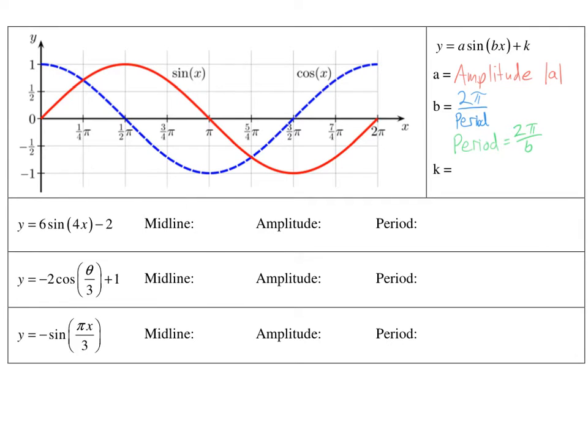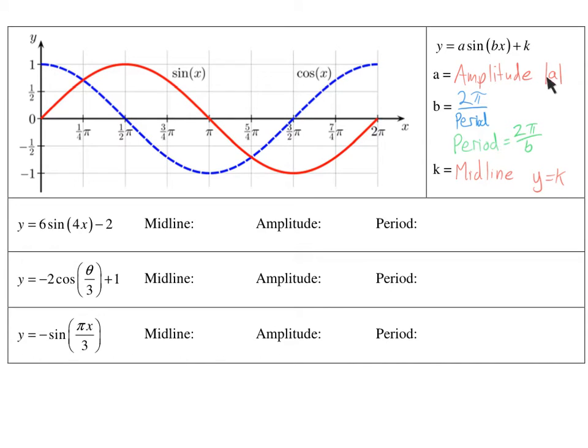2 pi comes from the unit circle. One time around the unit circle is 1 revolution. 2 pi is 1 cycle of sine and cosine. So that's why there's 2 pi there. B deals with a 2 pi divided idea. And K is your vertical shift, which we call our midline. It's called our midline in trigonometry, and it's always the equation y equals k.